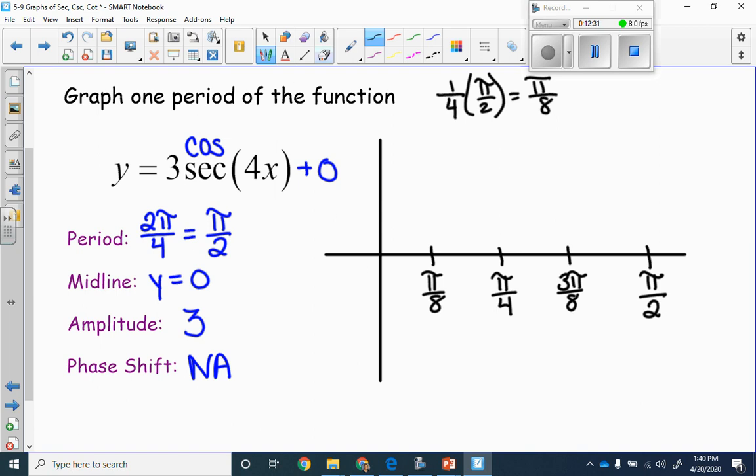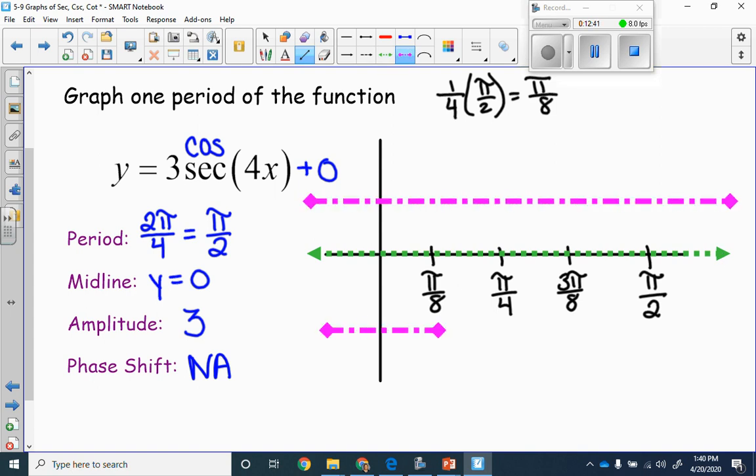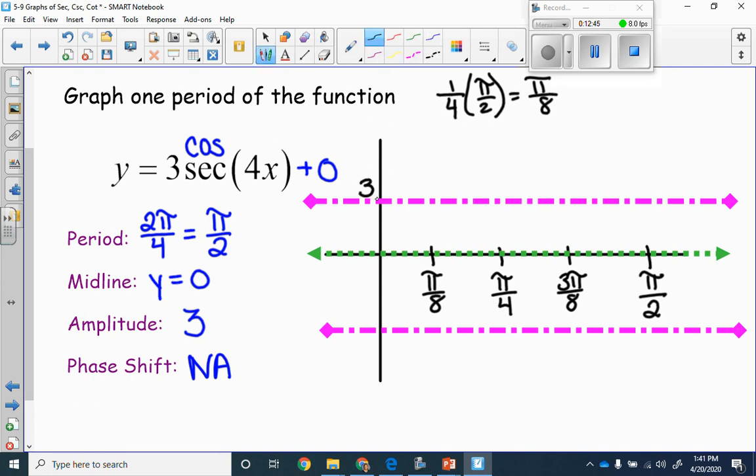My midline's going to be at 0, so I don't have to be too cautious about that. There's going to be my midline. And then my amplitude is going to be at 3. So that means that we are going 3 units above and 3 units below. No phase shift to worry about. So again, I'm just going to graph out what cosine would look like. And there's my cosine function.